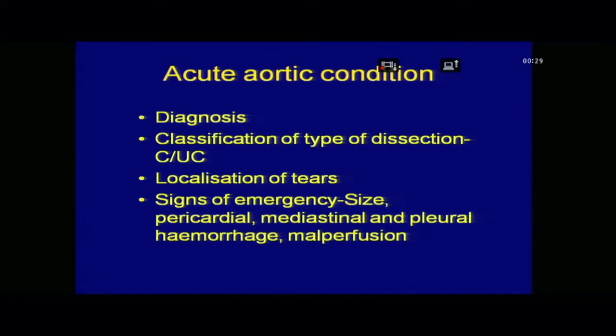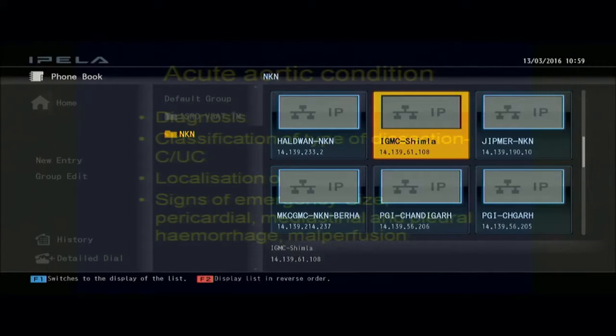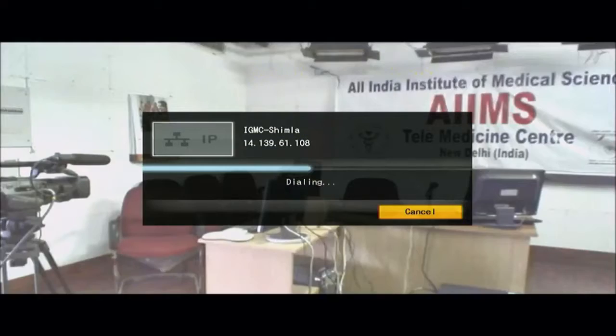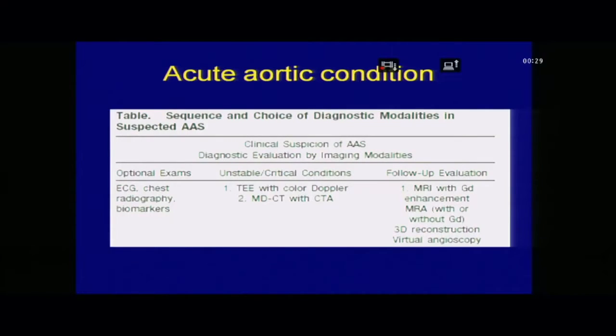So let's take a scenario of acute aortic condition. In that, imaging will help you with a diagnosis. It will help you classify the type of the dissection into complicated and uncomplicated. It will help you localize the tear and will show you the signs of emergency, which will classify it as a complicated case. So this is a patient who will then go for immediate treatment. So what are the recommendations? The patient undergoes a transesophageal echocardiography followed by a CT with CT angiography, and later on he can be evaluated using MRI.